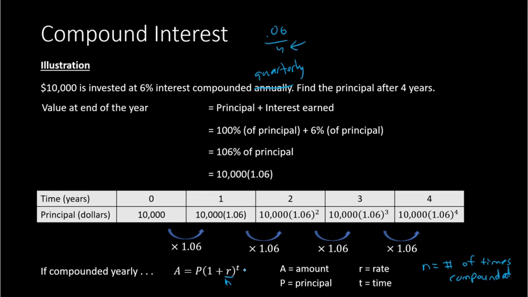So if you are compounding quarterly, for example, after 4 years, if we keep multiplying, it's going to be 4 years times 4 compoundings yearly. So 4 times 4, or 16, would be the exponent. So the exponent needs to be the total number of times that has been compounded. So it's the years times the number of times each year is compounded. So the formula, if compounded with any other increment, would look like that.